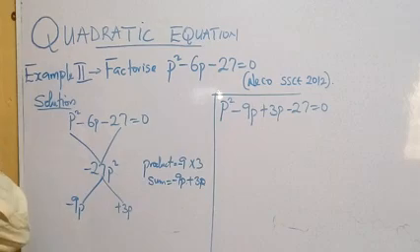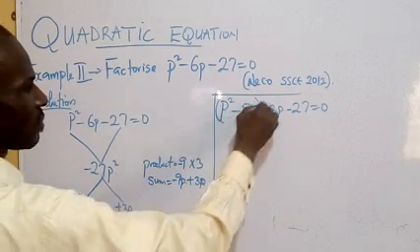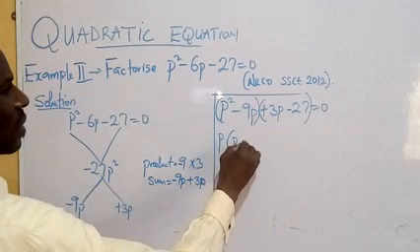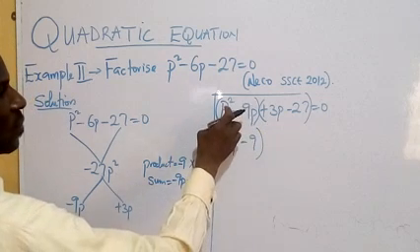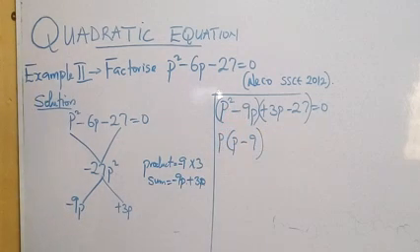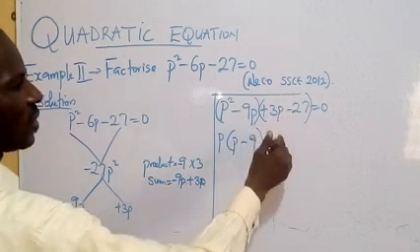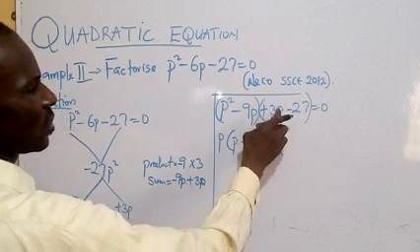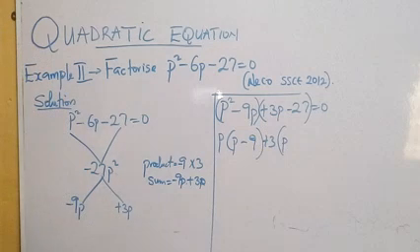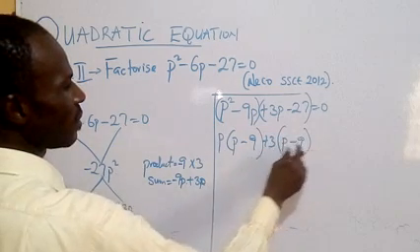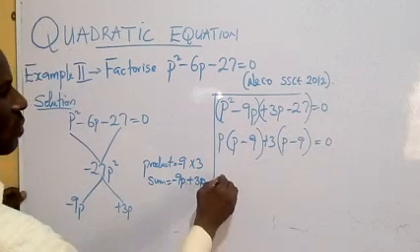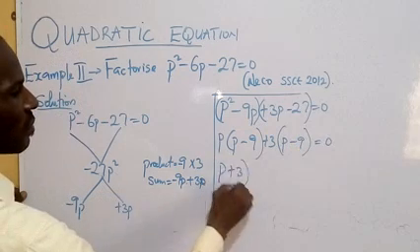Now from here we can factorize. Put them in brackets. What is common here? P. Bring the p out. You have p minus 9. P times p squared, p multiplied by minus 9 will give you minus 9p. You come to this side, bring out the plus 3. Think of a number you can multiply by 3 that will give you 27. 9 times 3. Plus 3 multiplied by minus 9 gives minus 27, equals 0.